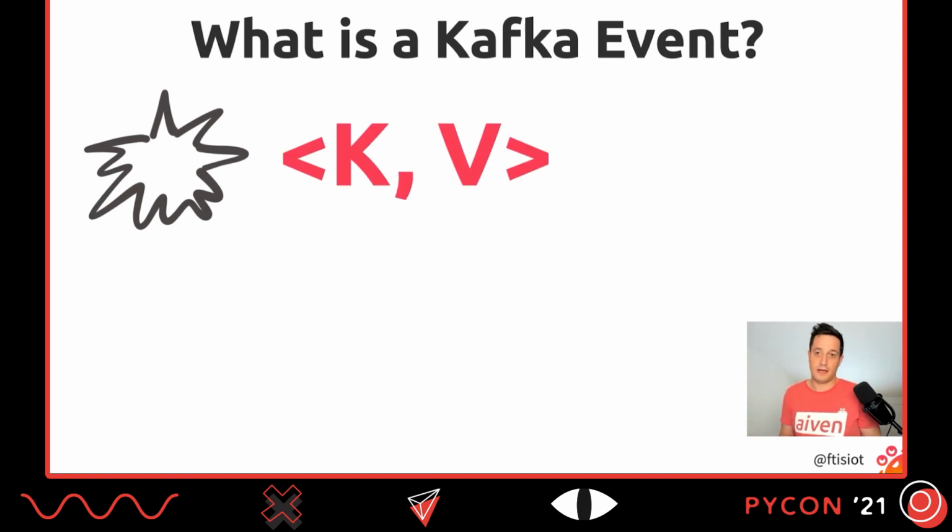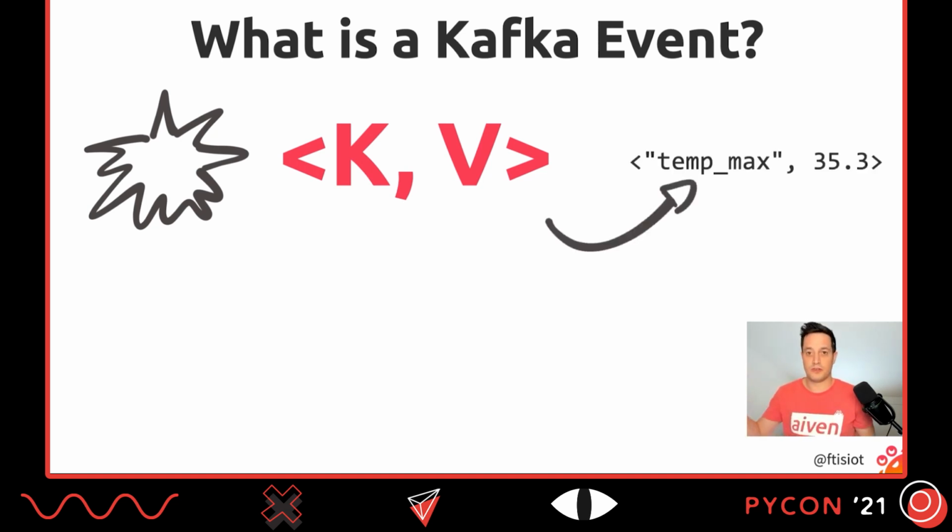And the beauty of Kafka is that it doesn't care what you put in the key or in the value. It's just a series of bytes. So you could go from really simple messages like maximum temperature 38.5.3, or you could go pretty wild.